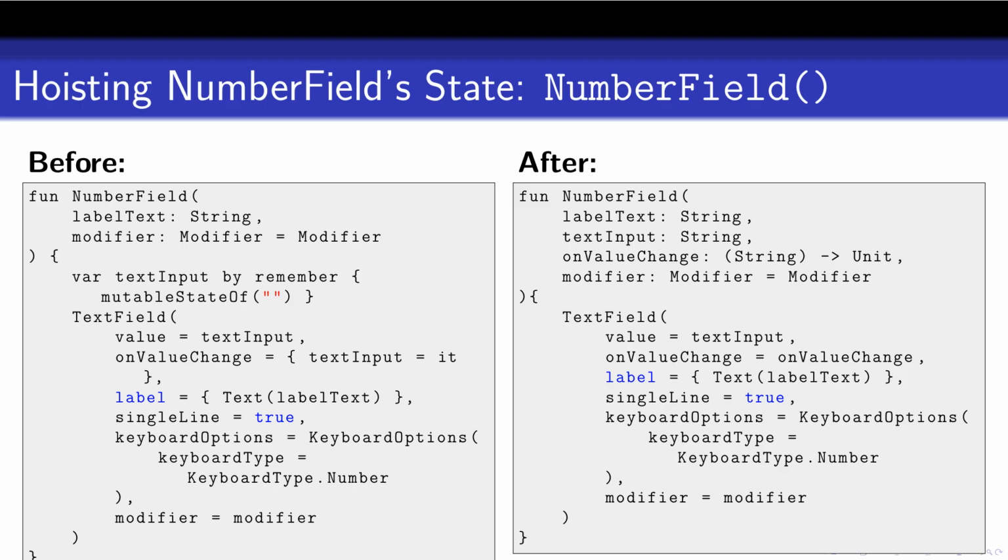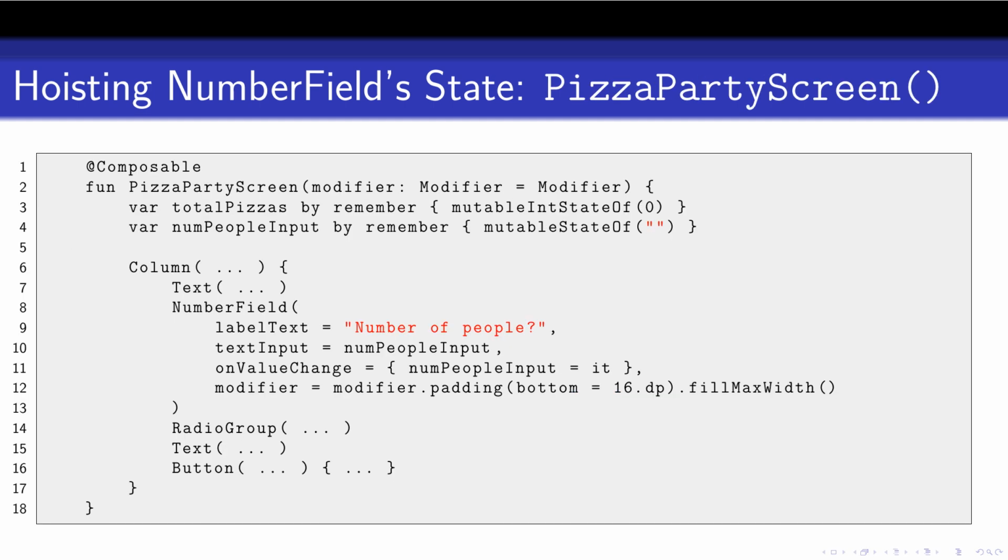Originally, the number field component used remember internally. After hoisting, it now accepts state and event parameters from its parent, making it stateless and reusable. This change enables the parent composable to control its behavior. In the updated Pizza Party screen, we define state variables for total pizzas and number of people. We then pass these values and their change handlers into the number field component.